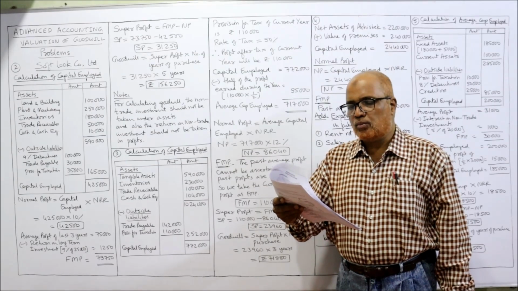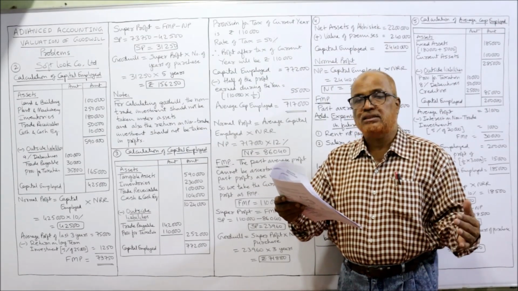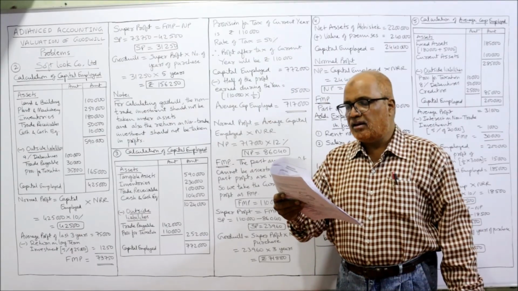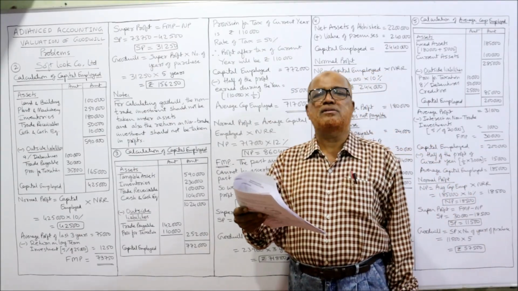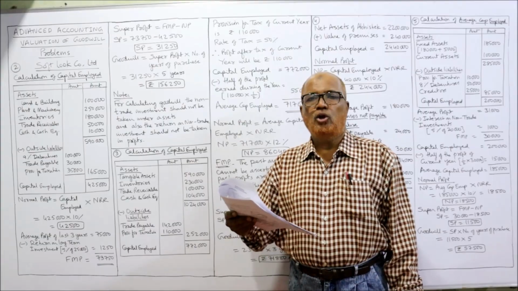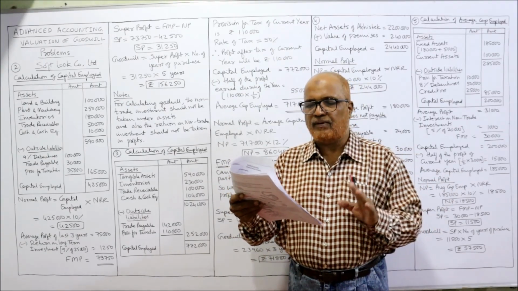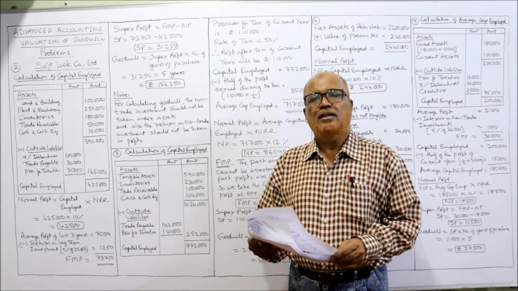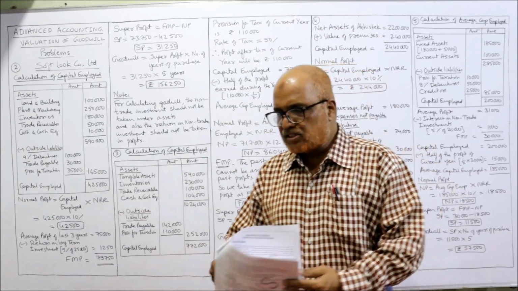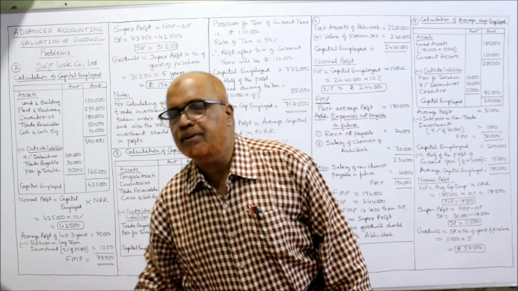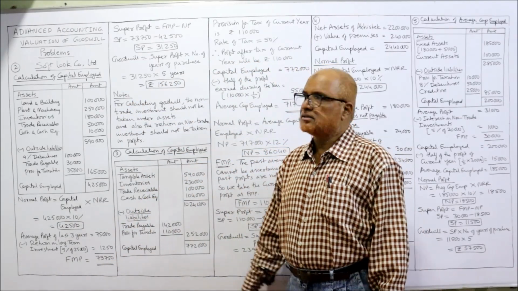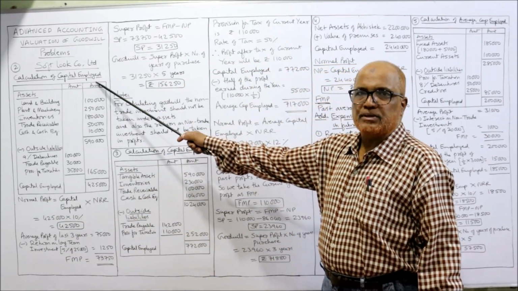Average profit is rupees 75,000 for the last 3 years. Fair return on capital employed is 10%. This is the NRR, normal rate of return, 10%. Past average profit 75,000. That's all. This is the information given. First of all, we need to calculate capital employed. See here, calculation of capital employed.